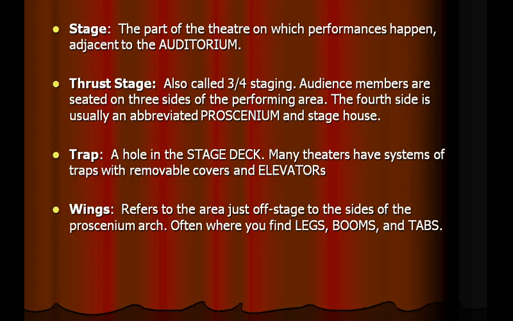The thrust stage is also called three-quarter staging. A trap is a hole in the stage deck, and the wings refer to the area just off stage to the sides of the proscenium arch, often where you find legs, booms, and tabs.